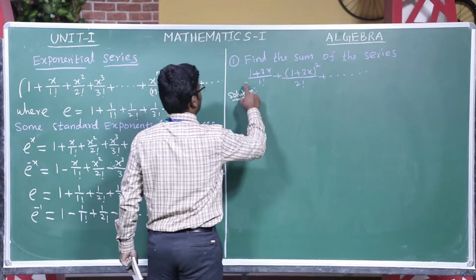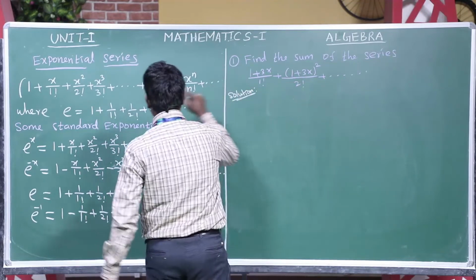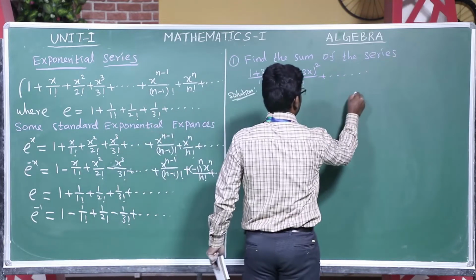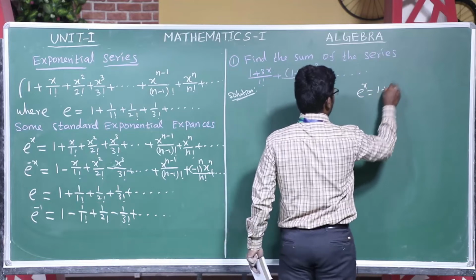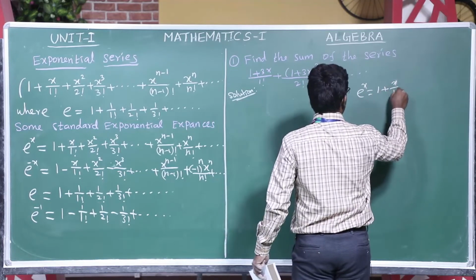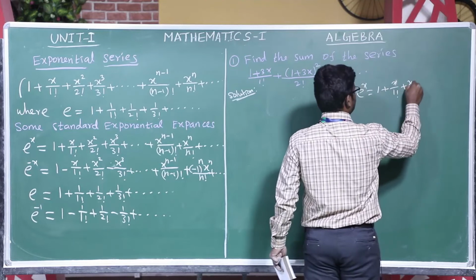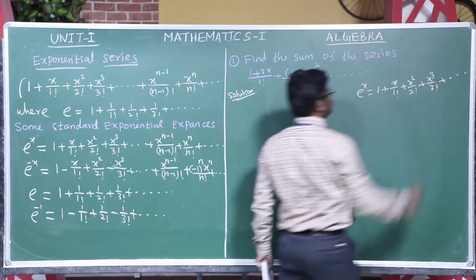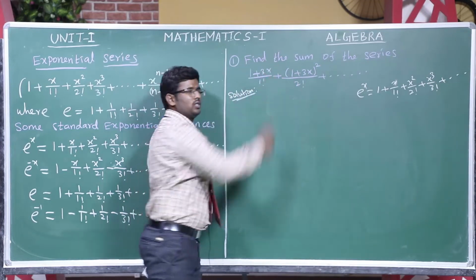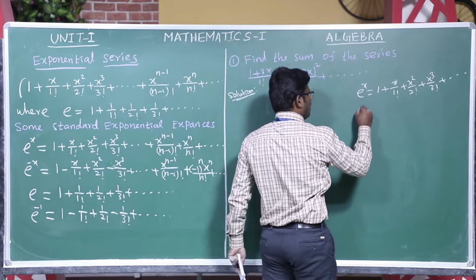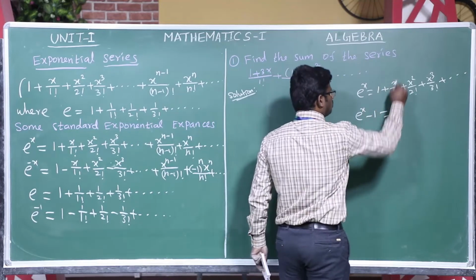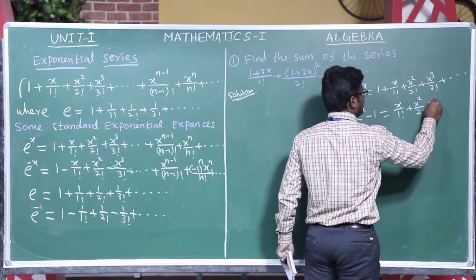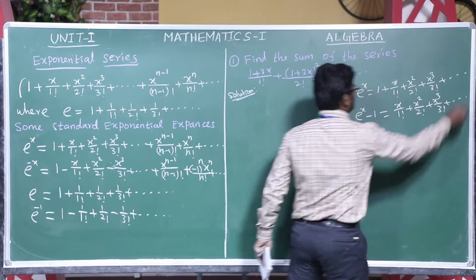We know the formula for e power x. What is e power x? e power x is equal to 1 plus x by 1 factorial plus x square by 2 factorial plus x cube by 3 factorial plus etc. It's going on. Here 1 is missing. So e power x minus 1 is equal to x by 1 factorial plus x square by 2 factorial plus x cube by 3 factorial plus etc.